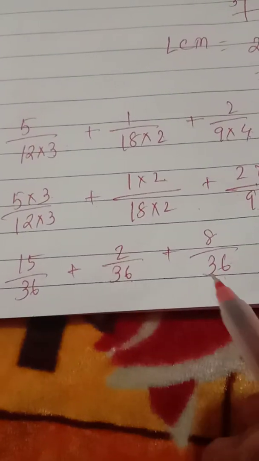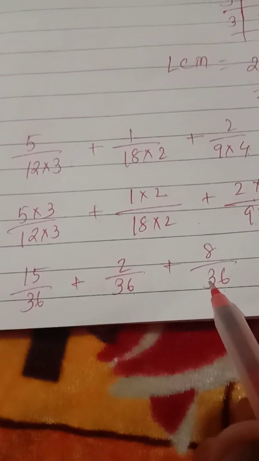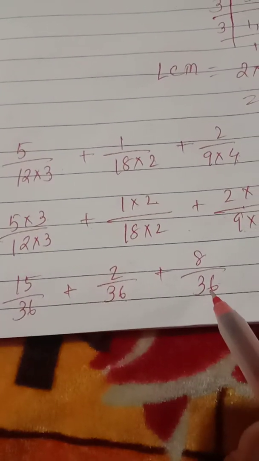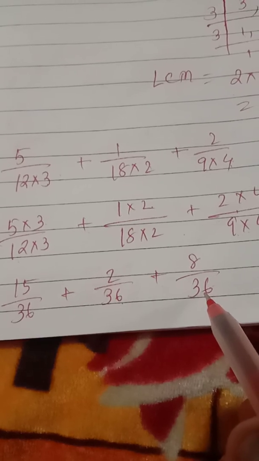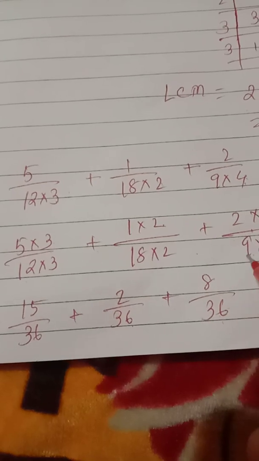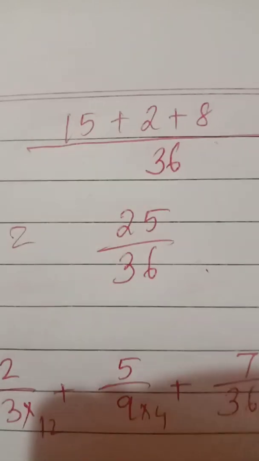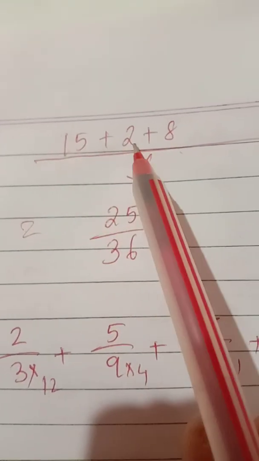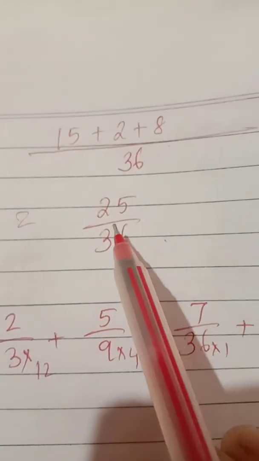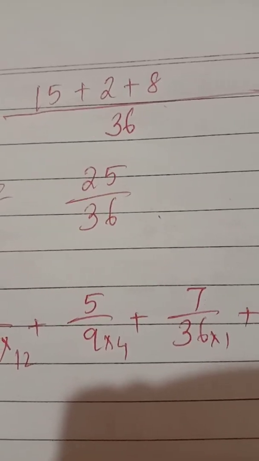Now these all are like fractions, because they have the same denominator. As I informed in the previous lecture, if the denominators are the same, in case of addition, that time what we have to do is add only the numerators. For that purpose, I will add only the numerators, that is 15 plus 2 plus 8. 8 plus 2, 10, 10 plus 15, that is 25 upon 36 is the required answer.